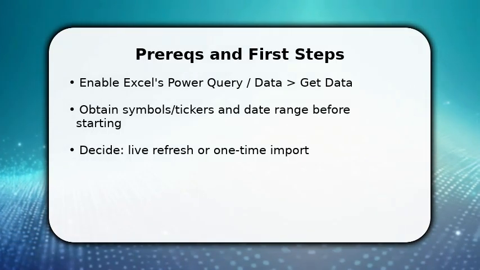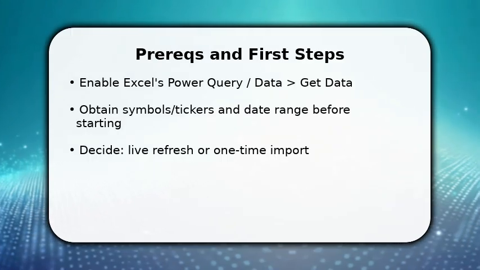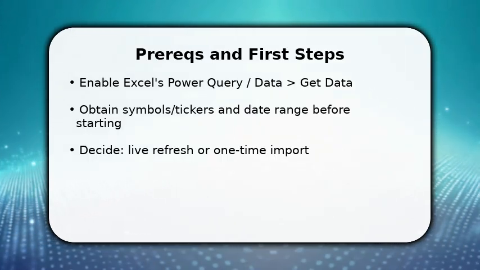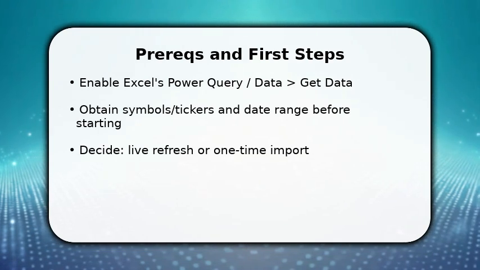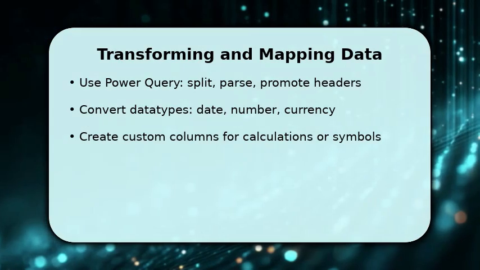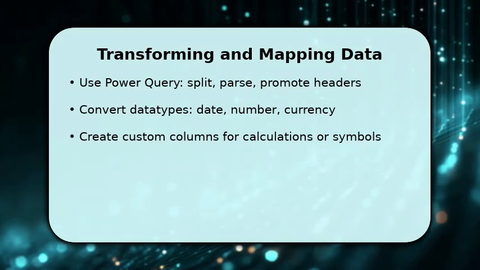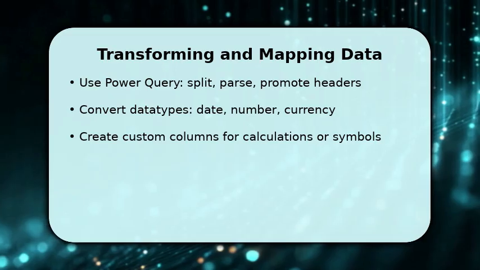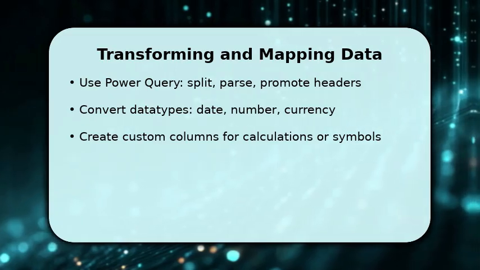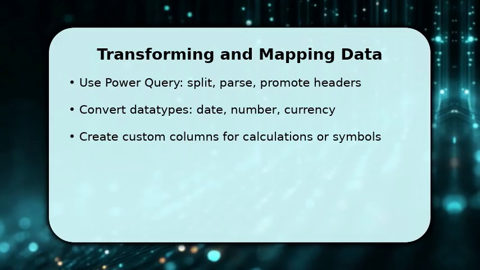Make sure to switch to Table View and identify the columns you want to import. This is where you control the shape of your data. Now you transform the scraped data so it fits Excel. In Power Query, split combined columns, promote the first row to headers, and remove irrelevant rows.